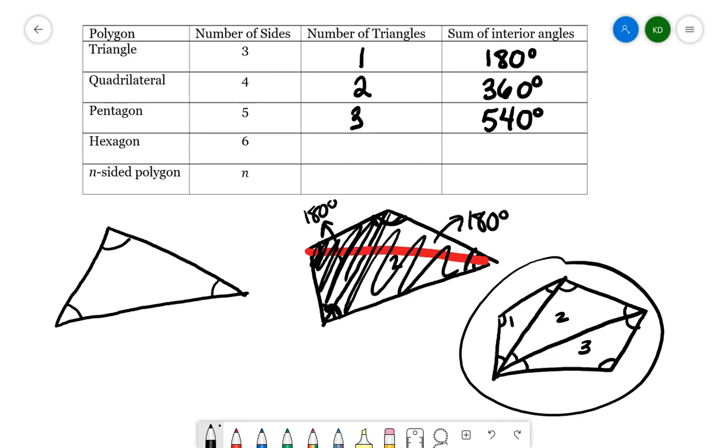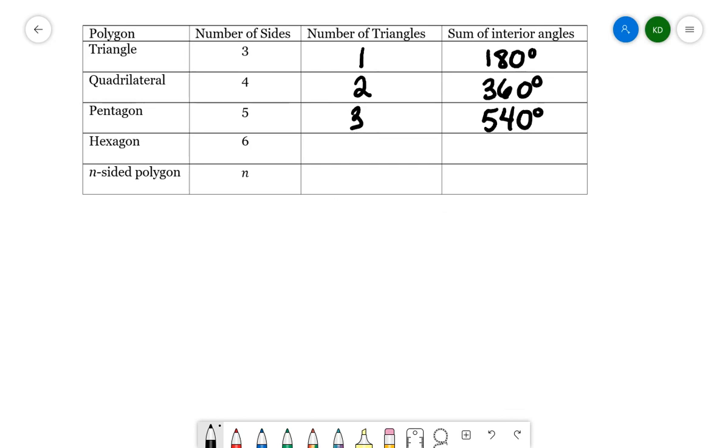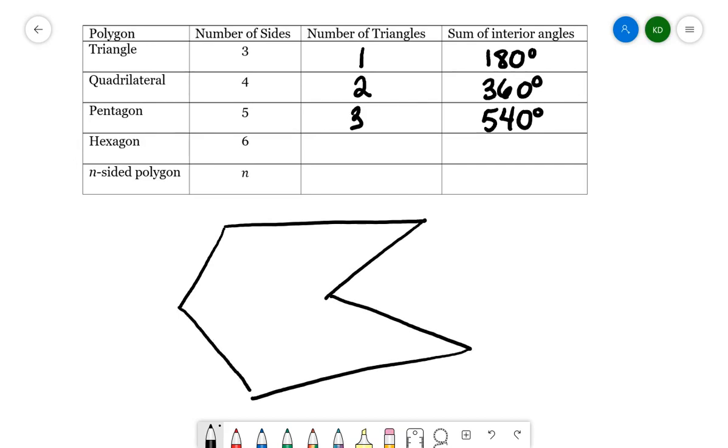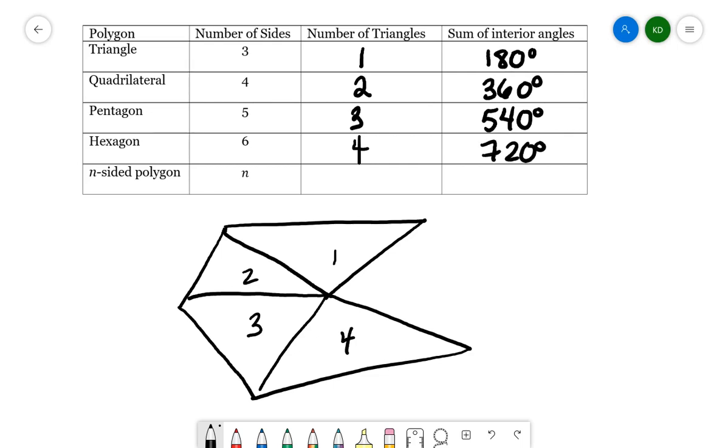So let's go with a hexagon. For a hexagon, we have 1, 2, 3, 4, 5, and 6. Again, just looking at this pattern, I should be able to create 4 triangles. Let's see if I can do that. Well, I can go 1, 2, and 3. Yep, I've got 4 interior triangles, so I'll go 180 times 4, and I'm going to get 720. I'm thinking you can start to see a pattern here.